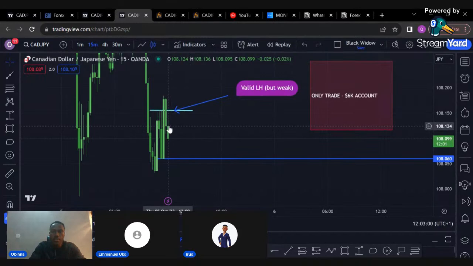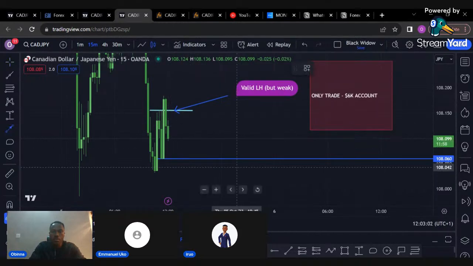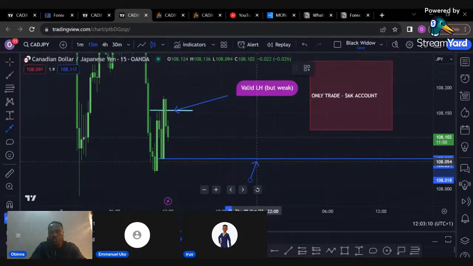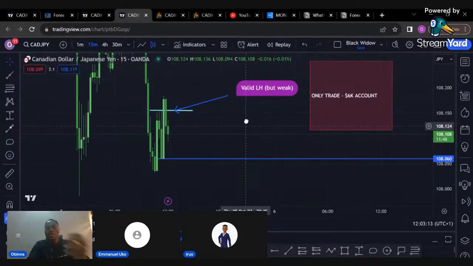If we're looking at selling, we want to break even the trade at this point. This is the first point where you want to manage your trade, break even the trade, and allow the trade to go for 1 to 2 at least, or 1 to 3.